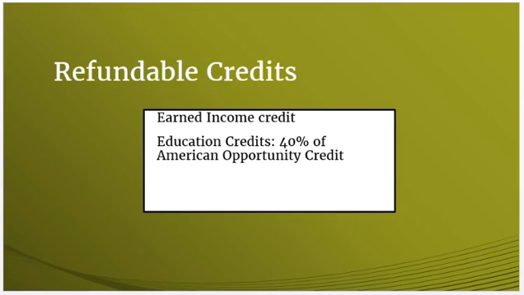Now, the refundable credits, there's even less of those. And those come in some pretty big forms though. One of those is called the Earned Income Credit, and another one is the Education Credits, specifically the American Opportunity Credit.